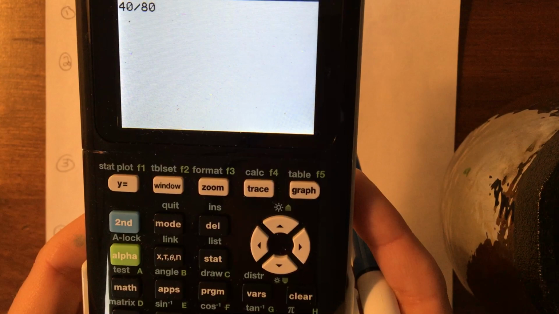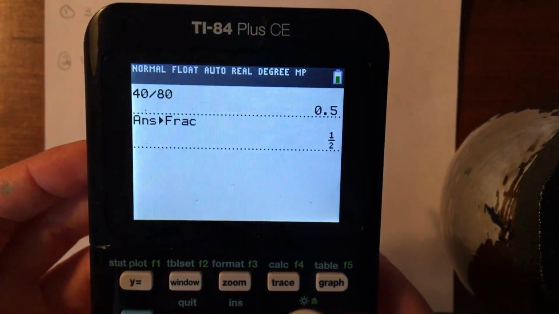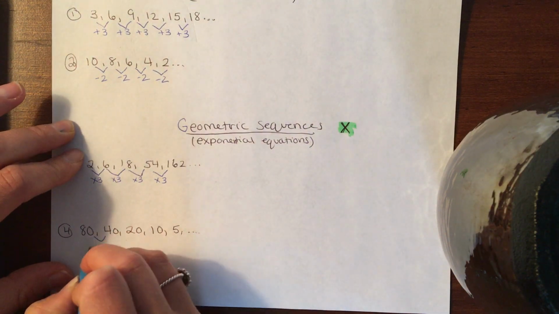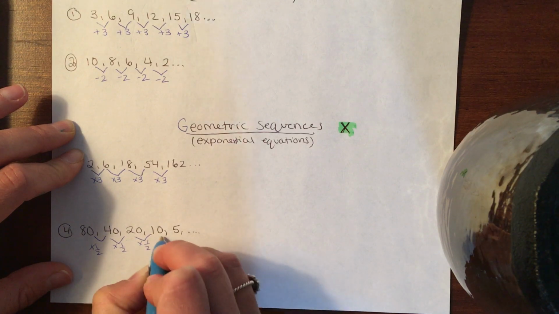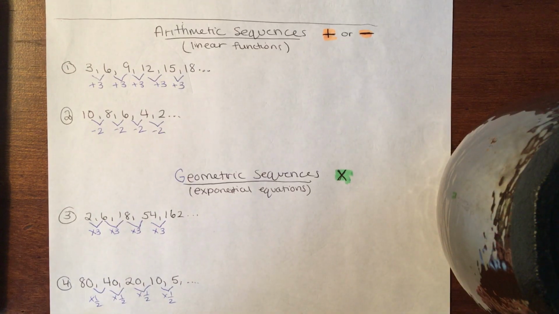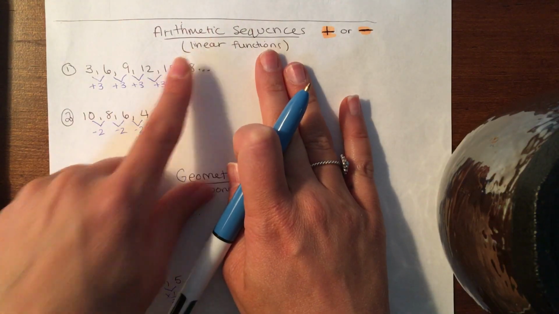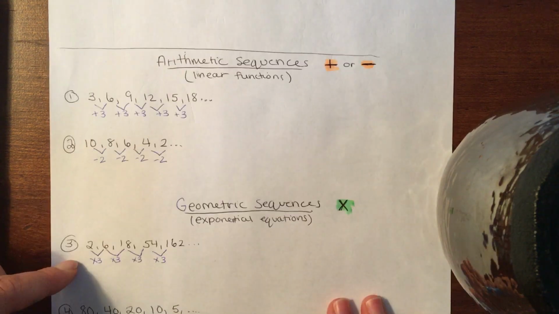So I'm going to do 40 divided by 80. And then I like to see it as a fraction, so I hit math button right there, enter, enter, 1/2. Okay, so that's what I'm multiplying by. Times 1/2, times 1/2, times 1/2, and times 1/2. Okay? All right, so I'm hoping at this point of the lesson, what I want you guys to soak in is that arithmetic sequences add or subtract by the same amount, geometric multiply by the same amount, okay?